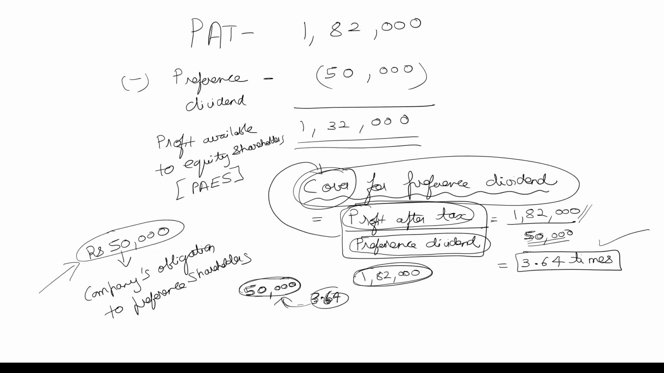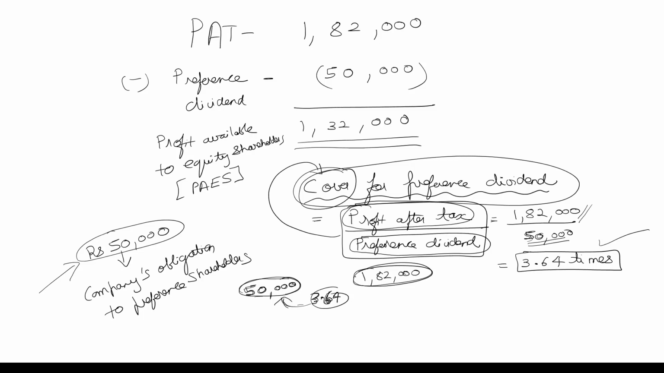But if the cover is lesser than 1, then it says that what you have is lesser than what you need. So let's say here PAT was 40,000, then our cover would be 40 by 50, that would give us 0.8 times. So you only have 80% of what you need. So a cover of 1 tells you that you exactly have what you need. A cover of lesser than 1 says that you have much lesser than what you need. And a cover of more than 1 tells that you have much more than what you actually need. So that's how we would try to understand cover for preference dividend.